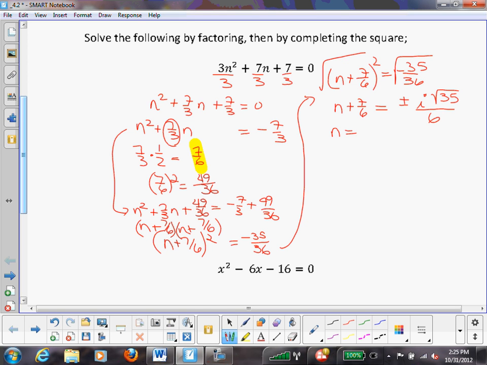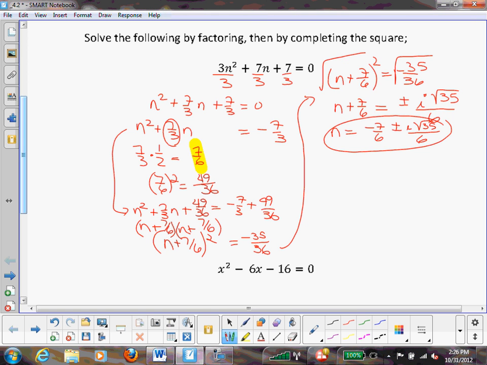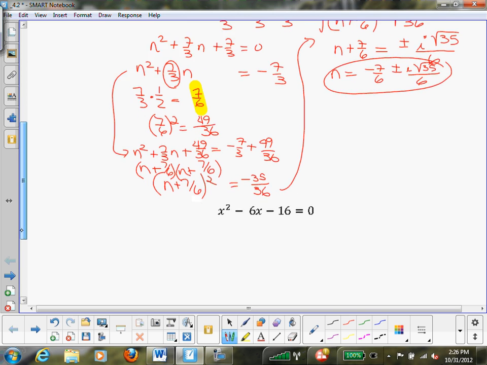So n is equal to this negative 7/6, because I'm moving it from the left side to the right, plus and minus i root 35 over 6. Nope. The book puts it in front. I always want to put it at the end, but make sure it's not under the square root, because it's no longer a rooted value. Okay? Okay. All right, let's look at the next one.